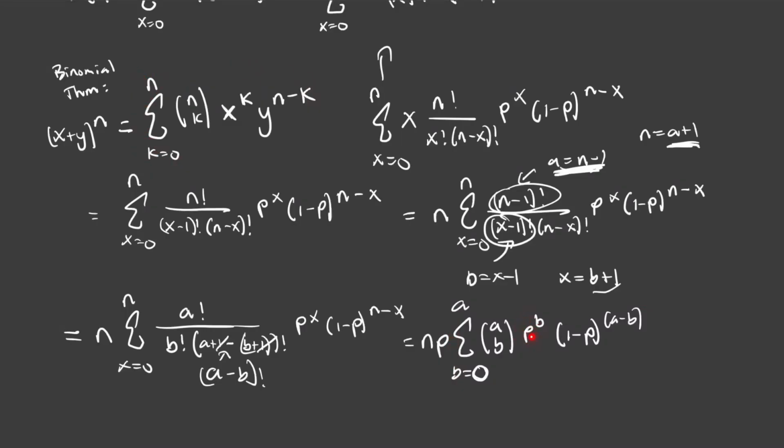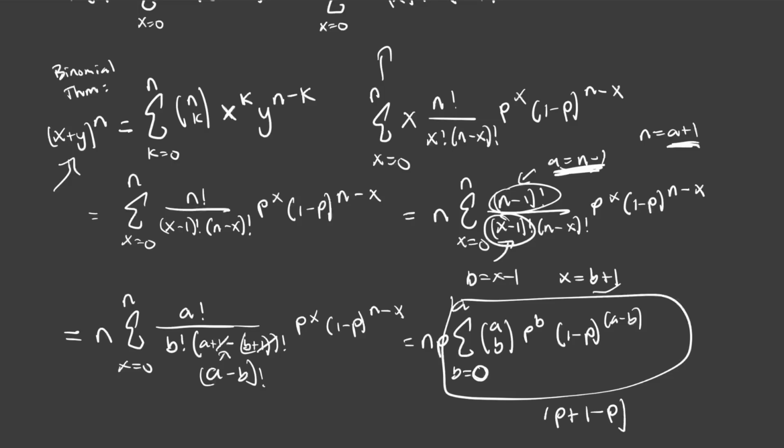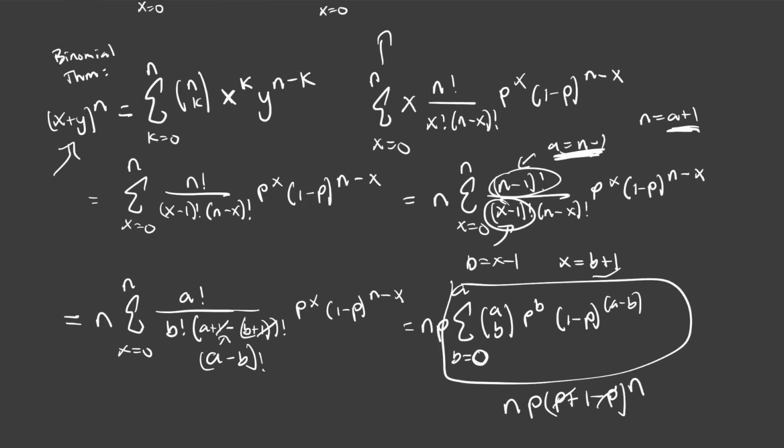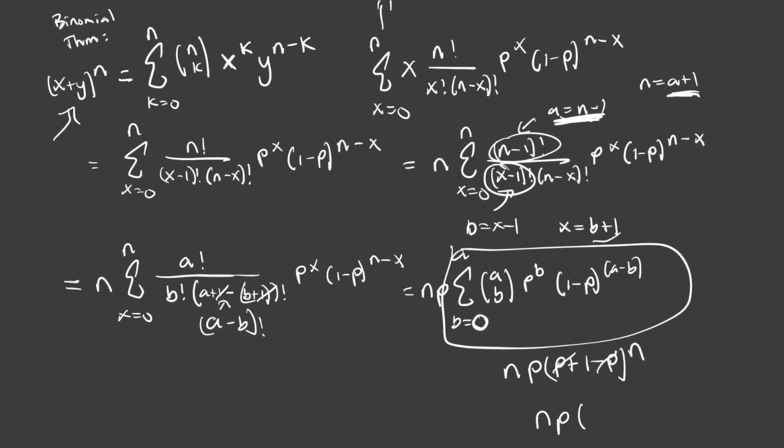However, in here we have our x and y values as p and 1 minus p. We already talked about this. This right here is going to be equal to, if we plug in p and 1 minus p, we get p plus 1 minus p to the power of n times np. Now the p's cancel in here, and we get np times 1 to the power of n, which is just equal to np. So that's how you get the expected value.